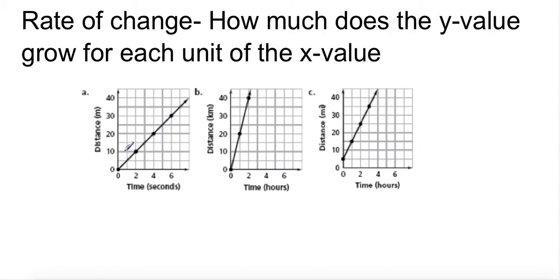So here we have three different graphs, and we can see that for the first graph, our x-axis is measuring time in seconds. And even though the first pinpoint we have is at 10, we're more concerned about how much we're growing every 1 second. So we can see in a distance of miles that this person has actually grown 5 meters per second. So our rate of change is actually 5 meters per second.